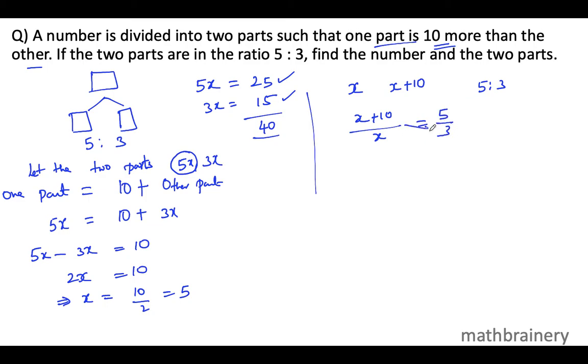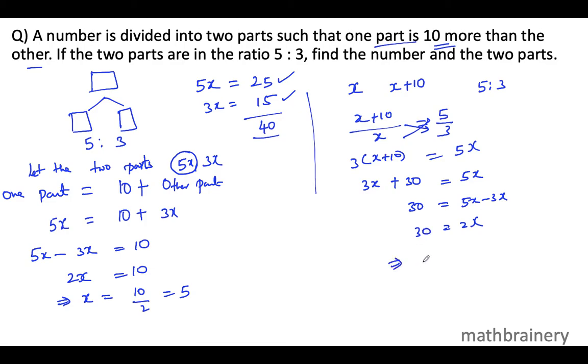Alright, let's now cross multiply this. This must be 3 times of x plus 10 is equal to 5 times x. 3 times x plus 10 is 3x plus 30 is equal to 5x. Let's transpose 3x to the right hand side. You get 30 is equal to 5x minus 3x, which is 2x. 30 is equal to 2x. What does this imply? x must be equal to 30 divided by 2, which is 15.